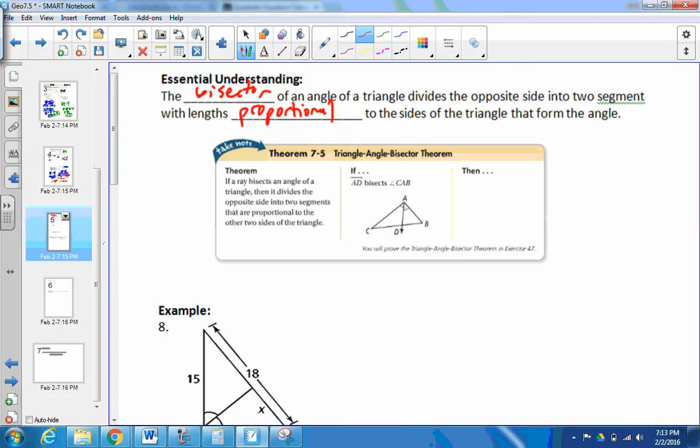So we're bringing it back to triangles. The actual theorem states, if a ray bisects an angle of a triangle, then it divides the opposite side into two segments that are proportional to the other two sides of the triangle. So if we look at it here, AD is bisecting angle CAB. Then we know that CD is to DB would be equal to CA over AB, or BA. Alright?